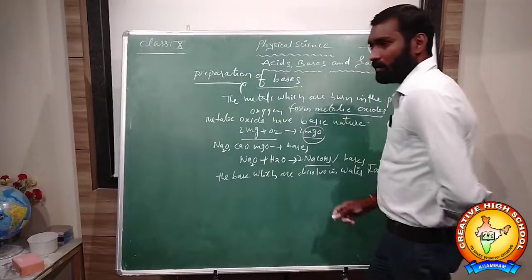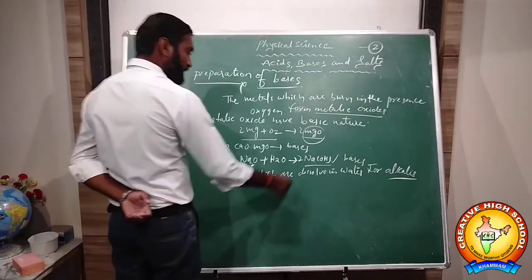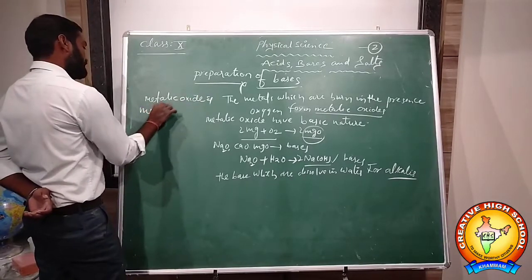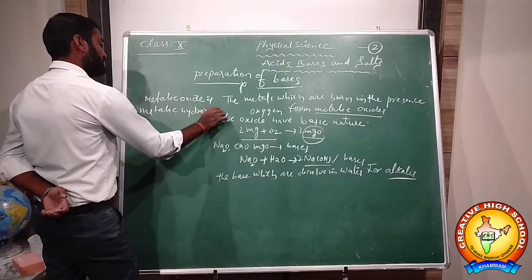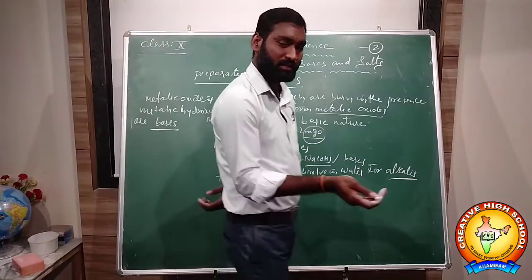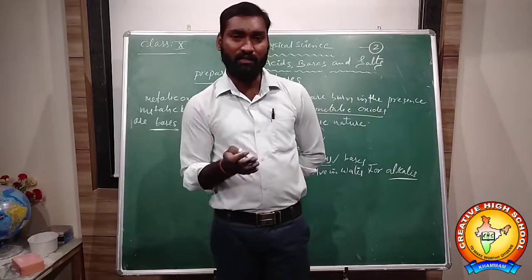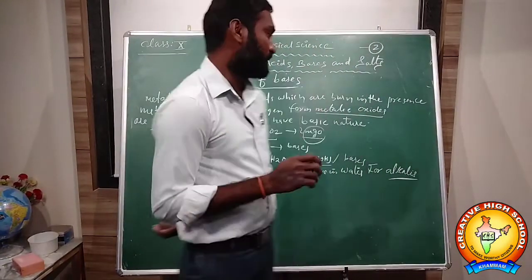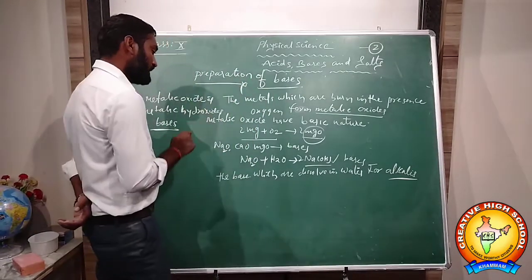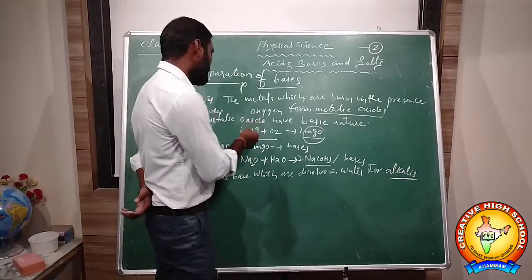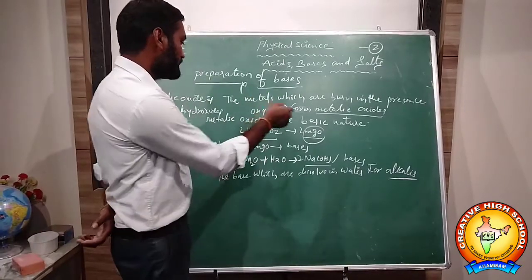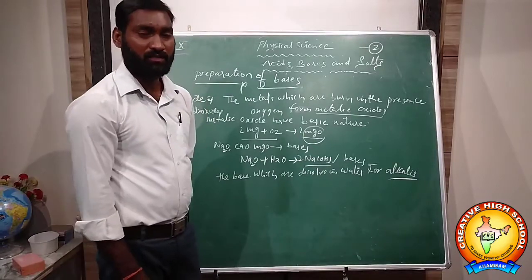All alkalis are bases, but not all bases are alkalis. Metallic oxides and metallic hydroxides are both basic in nature. The metals which are burned in the presence of oxygen form metallic oxides, which are basic. When metallic oxides dissolve in water, they form their hydroxides, which also have basic nature. Bases which dissolve in water are called alkalis.